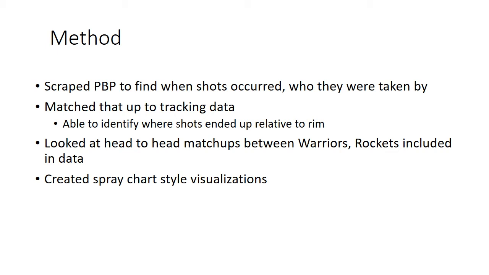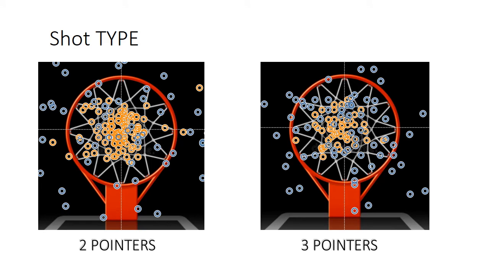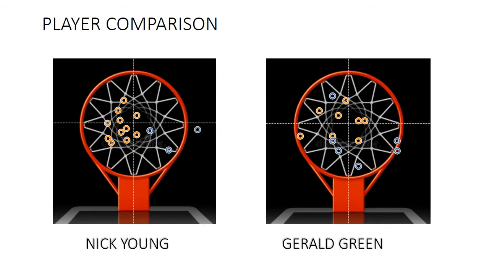So I looked at the head-to-head matchups between the Warriors and the Rockets that were included within the data, and then created, kind of like in baseball you have spray charts, something like that. So here's one example looking at 2-pointers versus 3-pointers. What you can see is with 2-pointers, you tend to have more left-right misses, whereas with 3-pointers, you tend to have more of the long-short misses, which is interesting.